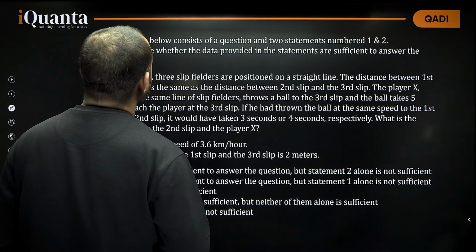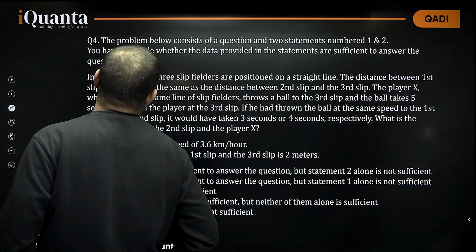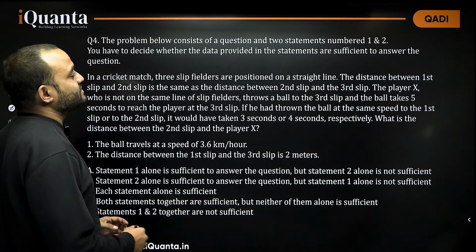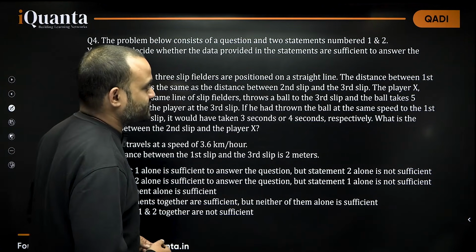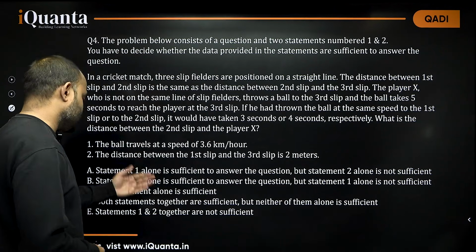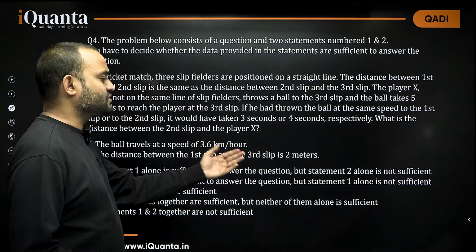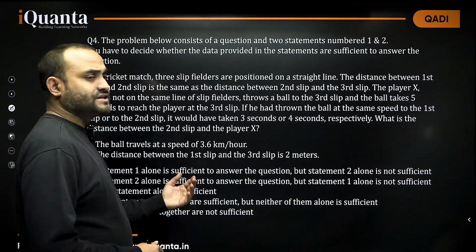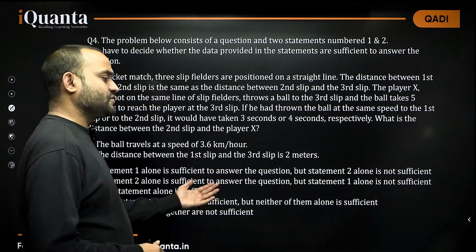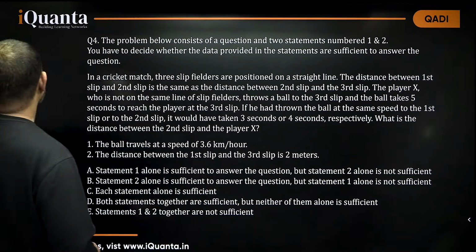The problem below consists of a question and 2 statements numbered 1 and 2. You have to decide whether the data provided in the statements are sufficient to answer the question. Another data sufficiency problem, and the options are the same. Statement 1 is sufficient, 2 is not sufficient; 2 is sufficient, 1 is not sufficient; each statement alone is sufficient; together sufficient, alone not sufficient; together also not sufficient. So let's try to solve this here.